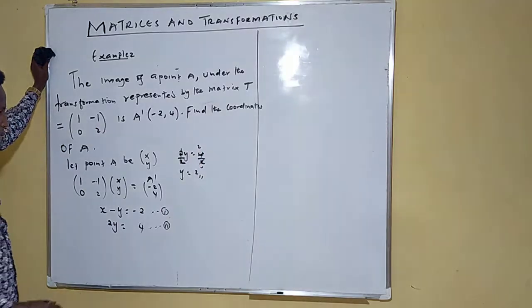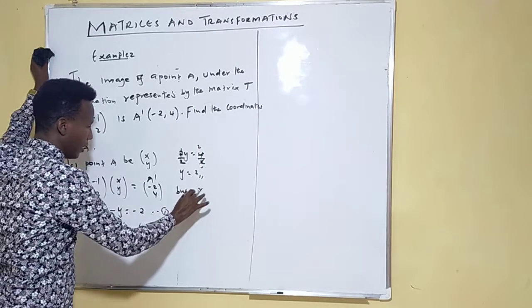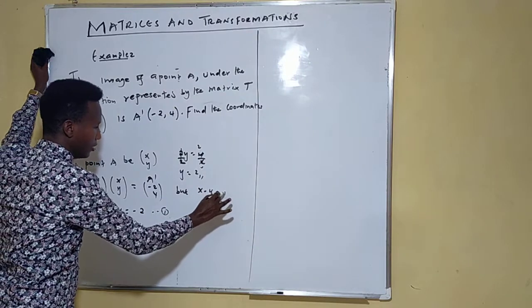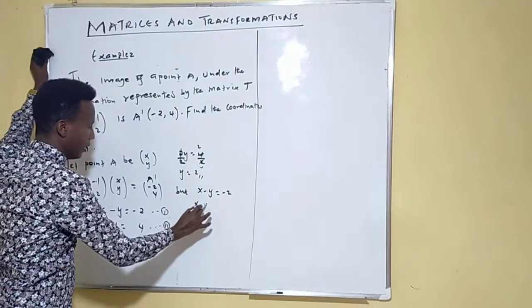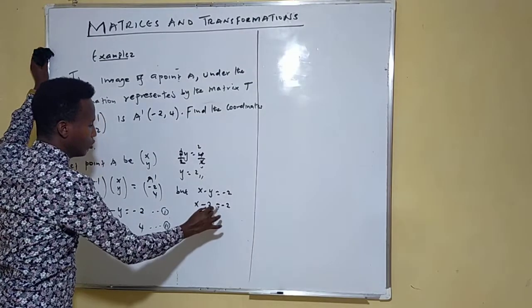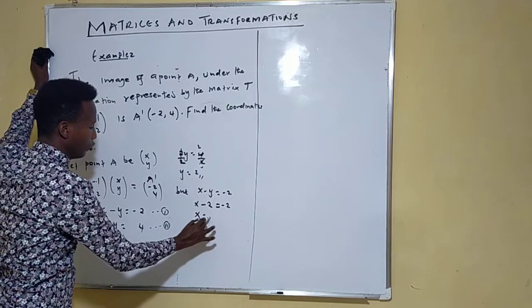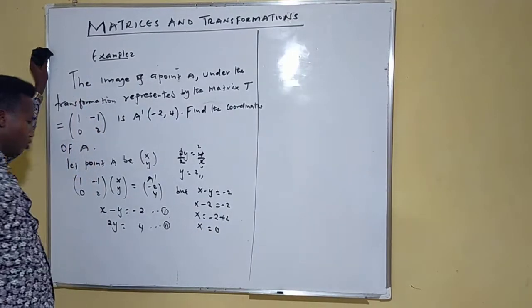Then after getting y as 2, you're going to say x minus y is equal to negative 2. So it will be x minus 2, because y is 2, is equal to negative 2. Take this 2 to the other side, and it will be x is equal to negative 2 plus 2. So x is equal to 0.